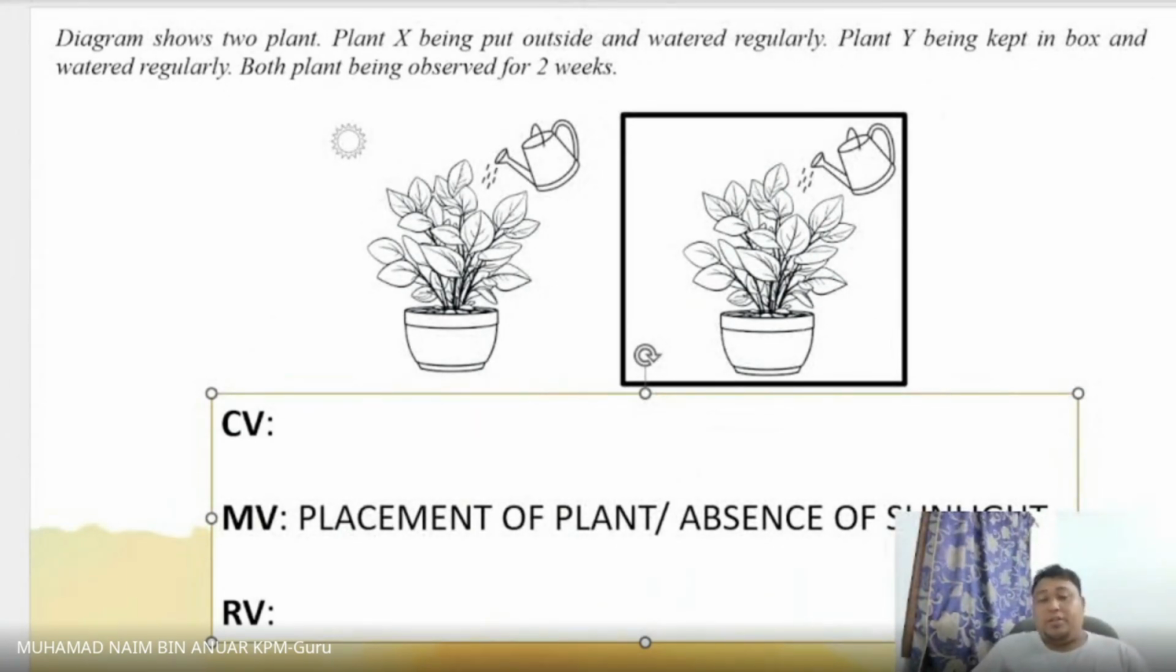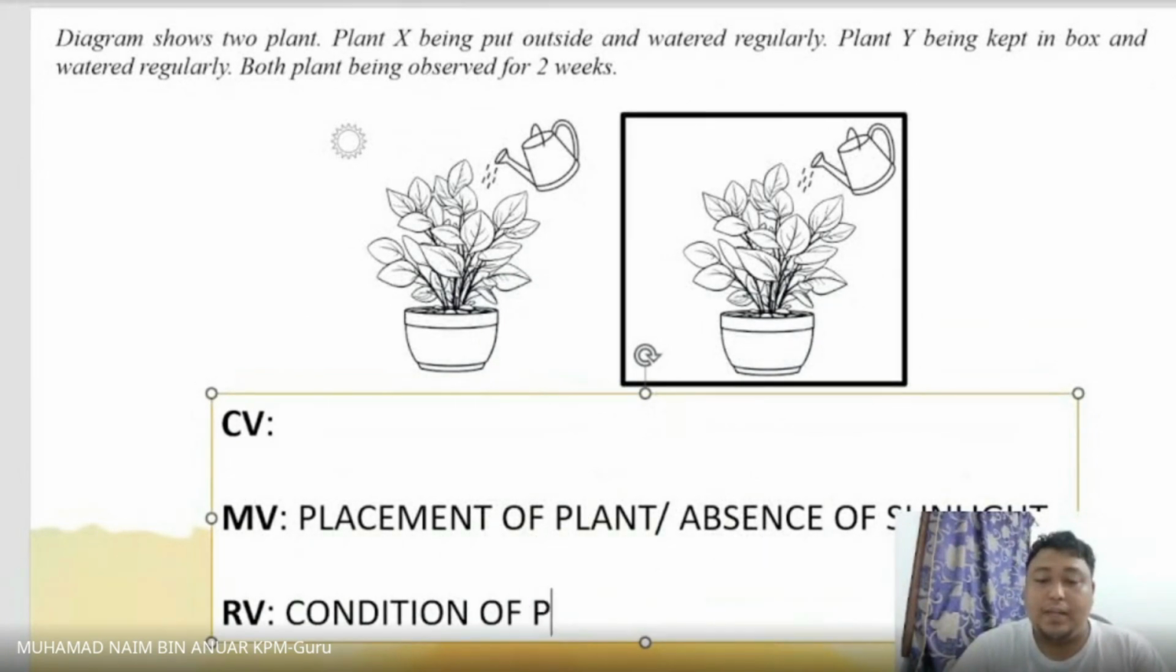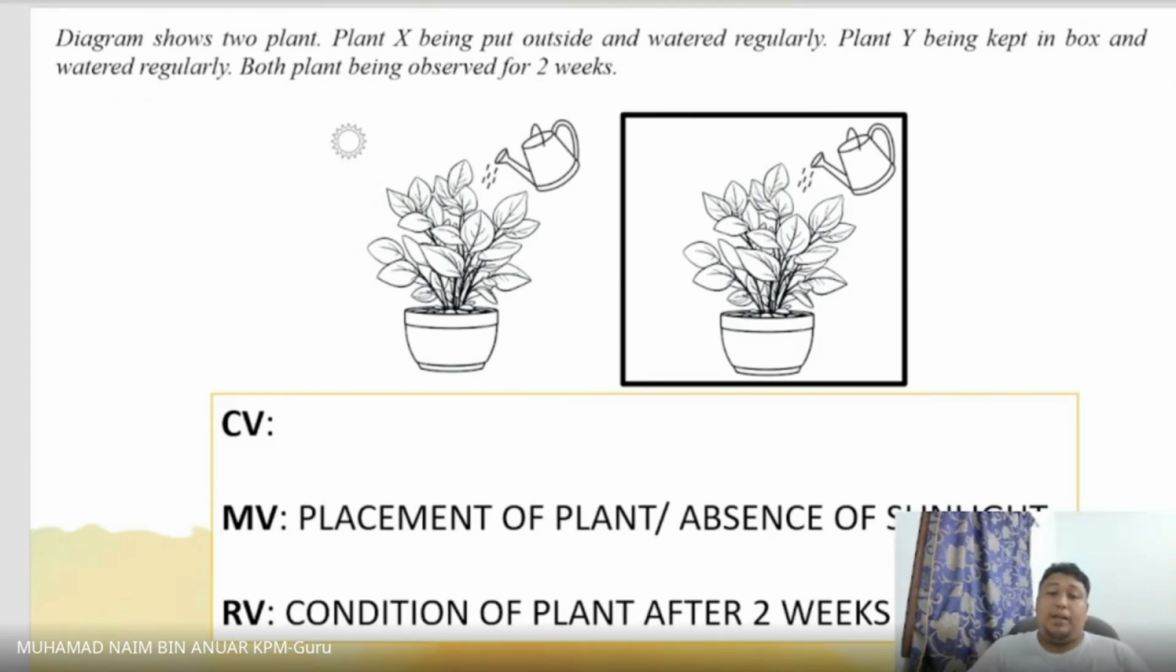Okay. The correct answer is not just correct, the most correct answer is the condition of the plant after 2 weeks. You can say the growth of the plant, also can. You can say the number of leaves, like Johnny said. Good job, also can. But this is the textbook answer for this.